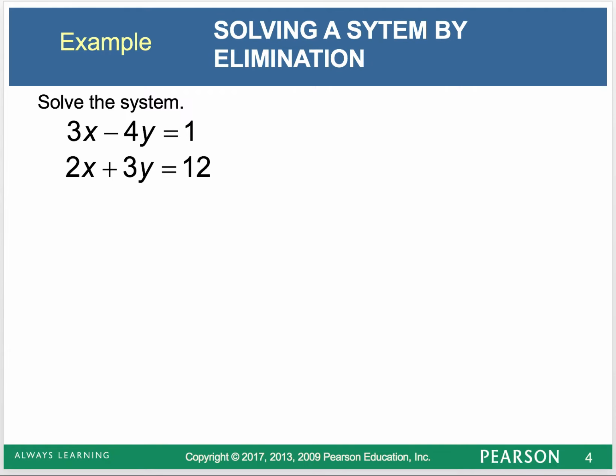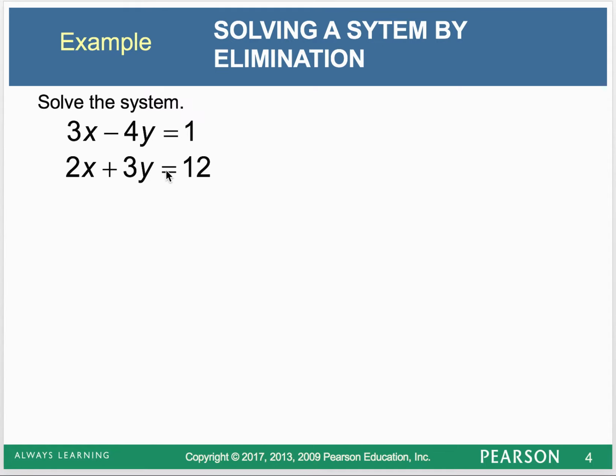All right, so let's try this again. And this time it asks us to actually use elimination. So I look, and if I added these together, it wouldn't help me because I'd have 5x minus y equals 13. I still couldn't solve it. So I'm going to try to eliminate one of these variables.